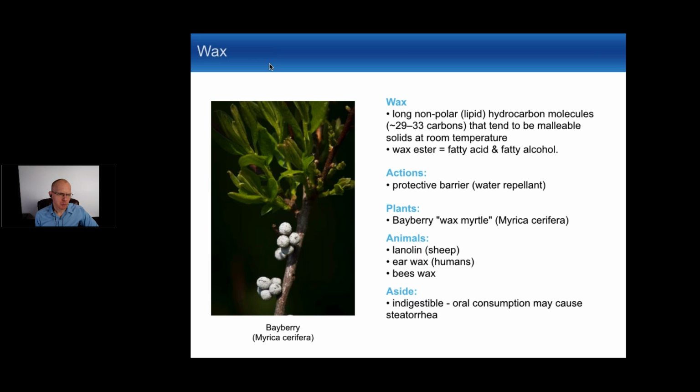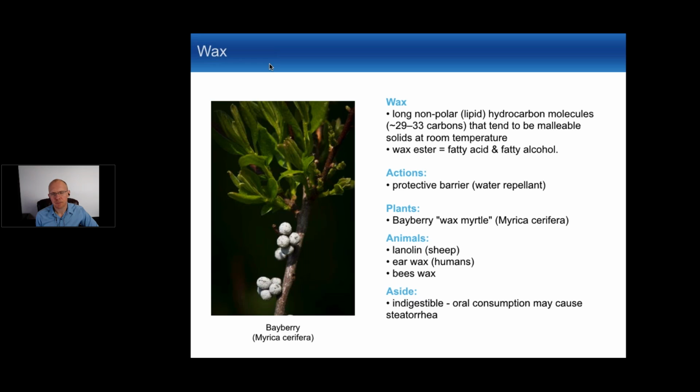Wax myrtle or bayberry, which is seen on the left-hand side, the seeds are coated in a wax that it produces. And this was also called waxberry or candle herb. I can't remember exactly what the name was. And you can actually make candles from the wax of these berries. It's very expensive. It's not the most efficient way to do it. But if for some reason you didn't have any honeybee wax, then that would be something you could do as well.